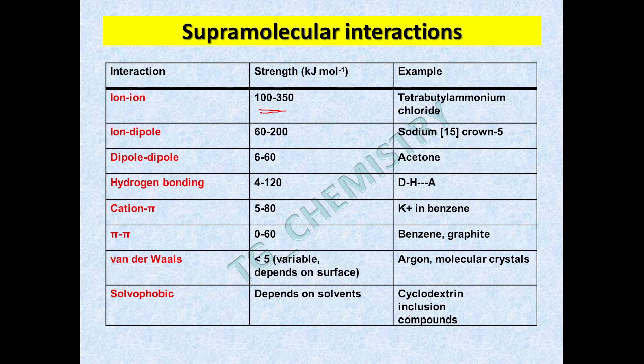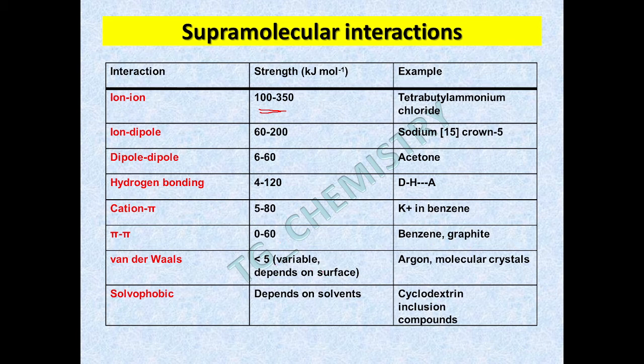Another one is the cation-pi interaction, having less energy compared to the others; its energy falls in the range of 5 to 80 kilojoule per mole, depending on the substrate nature. For example, this can be the potassium ion in benzene. Pi-pi interactions can have energy between 0 to 60. Examples are benzene or graphite.